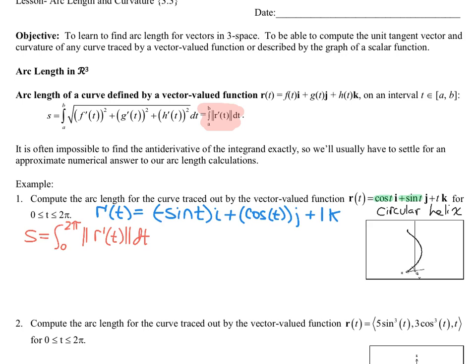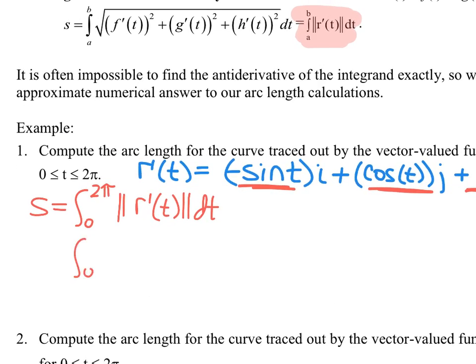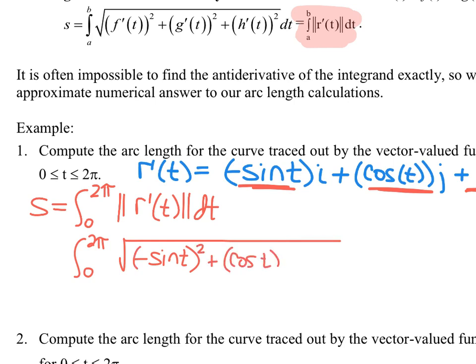Right, so I'm going to find the magnitude of the squared values of each of these components. All right, so we're looking at, on the interval of 0 to 2 pi, the square root of negative sine t squared plus cosine t squared plus 1 squared dt.